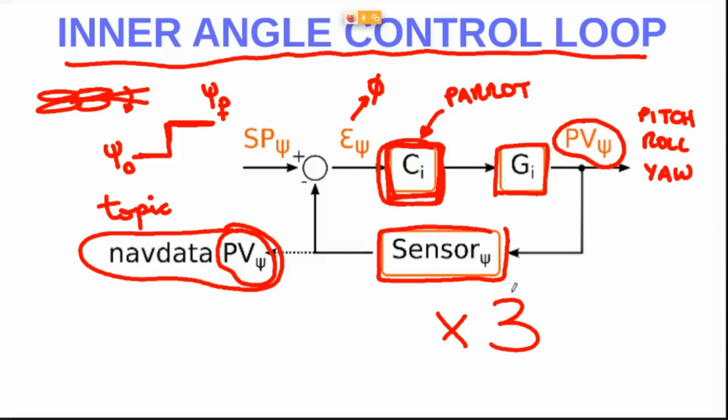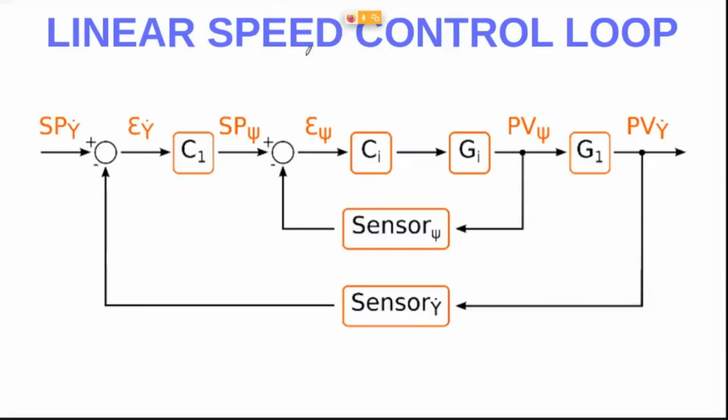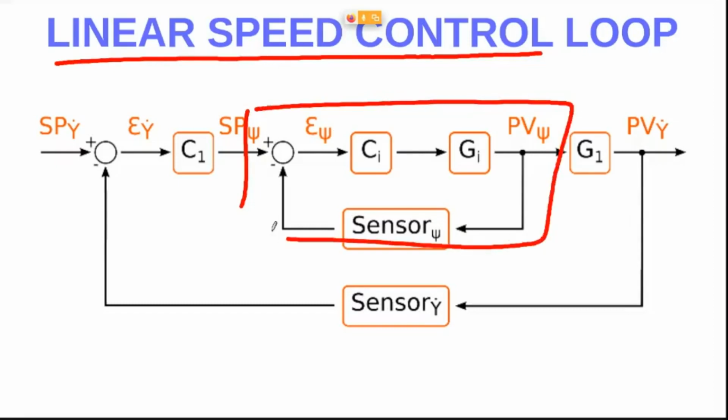But we will not stop here, because this control loop has nothing to do with the speed of the aircraft, nothing to do with the position or the speed, only with the angle. So we need to add a linear speed control loop. Here, as you can see, we have the inner control loop that we dealt with on the previous slide. If we suppose that this inner control loop is working perfectly, then we can tackle a different problem.